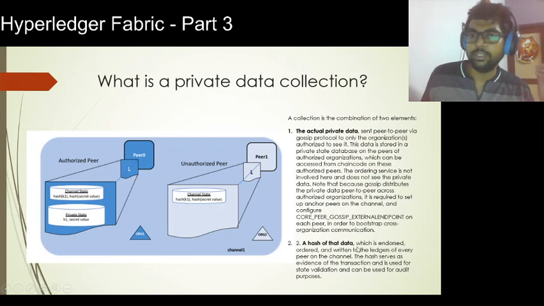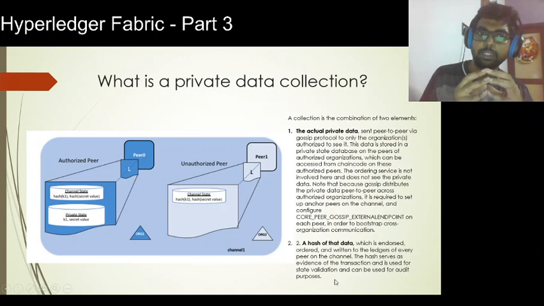Okay. The second thing is the hash of the data, which is endorsed to the ordering node. So the orderer, who is the approver, writes it on the ledger for every peer on the channel. The hash serves as the evidence of the transaction, is used for state validation, and can be used for audit purposes. So the hash is nothing but, for every block, a hash of K1. So if you see the hash K1, right? Hash K1.